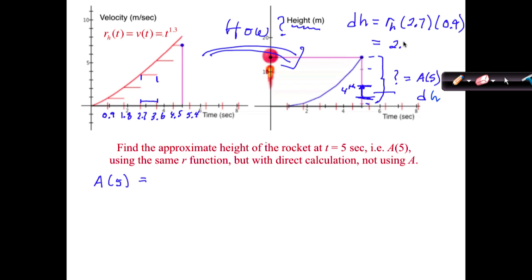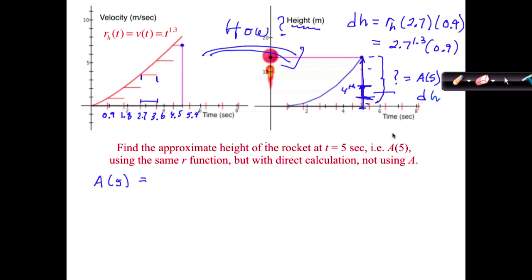Yeah, 2.7 to the 1.3. So it has that constant rate for the whole fourth interval, which is a duration of 0.9. So that's how much the height changed in the fourth interval. I'm asking for how much did the height change starting from time 0 up to time 5. Now can you do it?